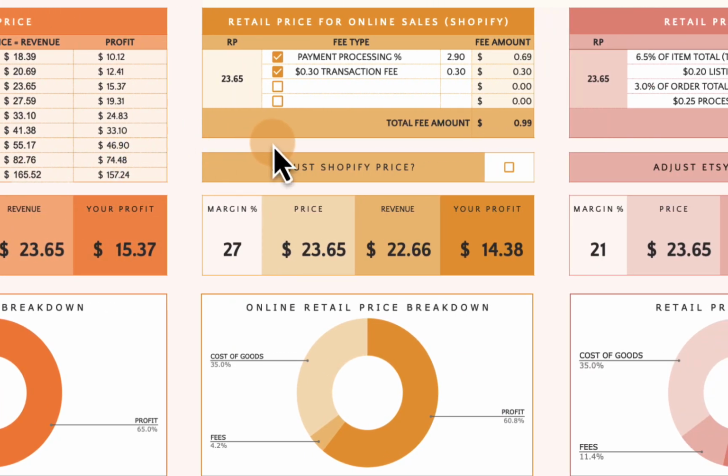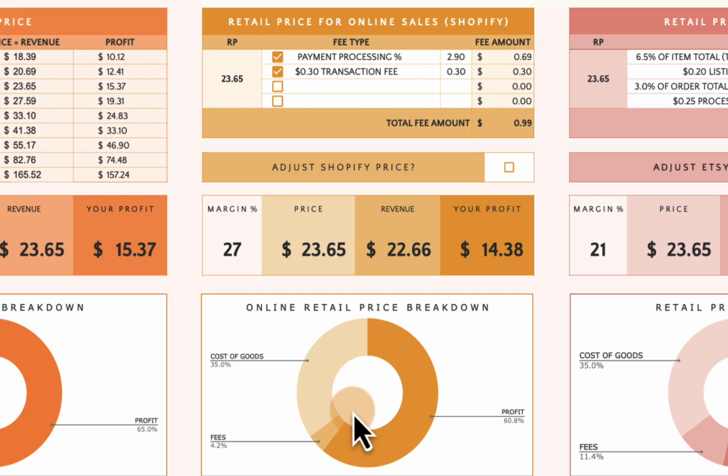Now let's move on to online sales. You have your base retail price and all the fees online platforms like Shopify charge you. You can change these numbers according to your website provider. So now you can see the total fee amount you would pay to Shopify and how with the same price your revenue drops and your profit number drops. Fees are now visible in the breakdown chart below.